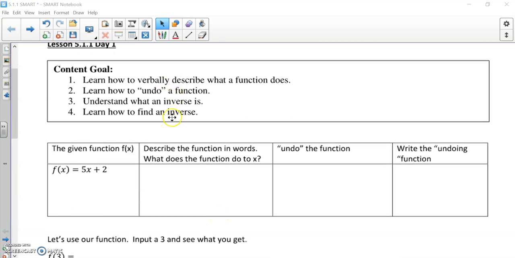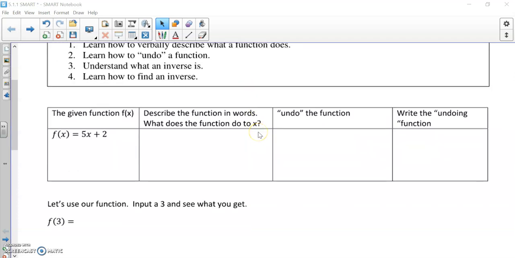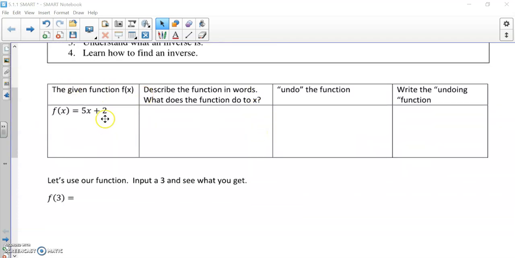So today we are going to talk about what an inverse function is and how to find inverse functions of regular functions. All right, so let's say we have a function right over here, f of x equals 5x plus 2, and I want to describe this function in words. Basically, I'm telling you to tell me what the function does to x.